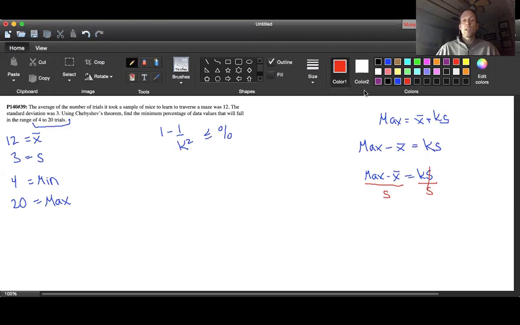My s's will cancel, and what that now tells me is my maximum number of the data set minus my x bar, my sample average, divided by s, must give me my value for k. So what I want you guys to do is take a second, plug in your values, solve out for k, and let's see what you get.